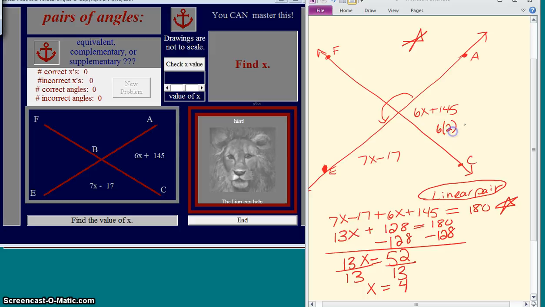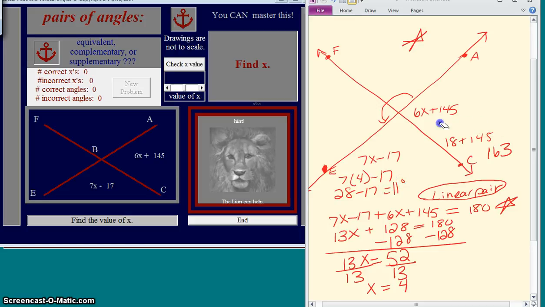Now is that true? 6 times 2 plus 145. This is 18 plus 145. So this is 163. What about 7? Oh, I was supposed to do 4. Sorry. What's 7 times 4 minus 17? 28 minus 17. So that angle measure is 11 degrees.